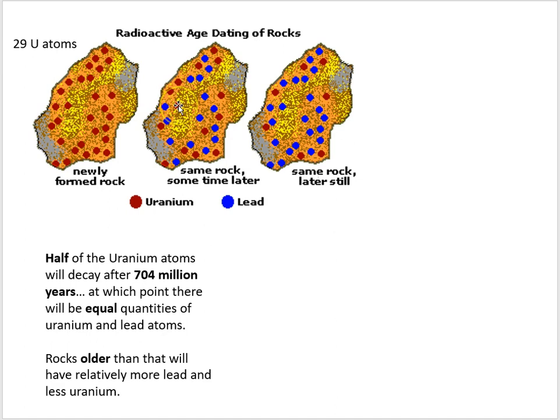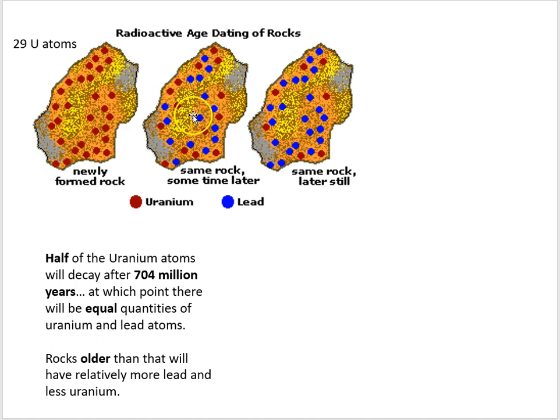Now, scientists cannot predict when an individual uranium atom will decay, but they can measure the rate of decay. So how long do you have to wait until one of them decays, and then two of them, and three, and so on? And then you can get an idea of how long it takes for a population of uranium atoms to go through this radioactive decay process.